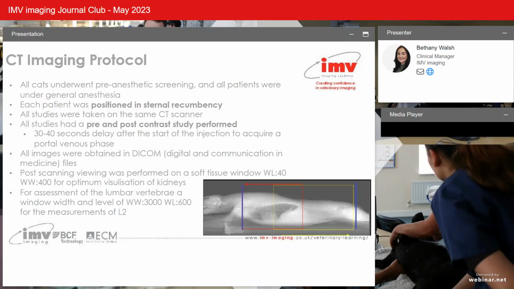Post-scanning viewing was performed on a soft tissue window, which is a window level of 40 and a window width of 400, and this was for optimum visualization of the kidneys. For assessment of the lumbar vertebrae, we used a bony window, which is a window width of 3000 and a window level of 600, and this was also for the measurements of L2.